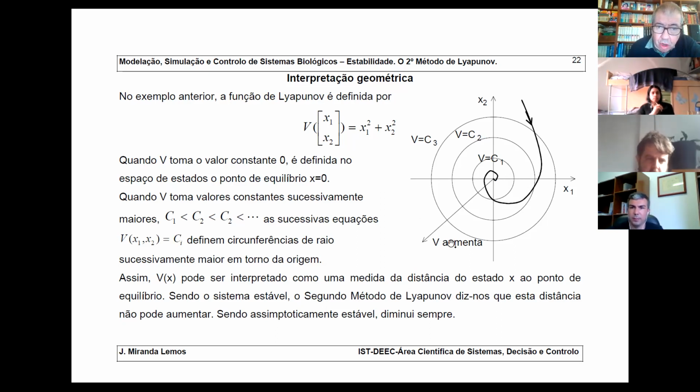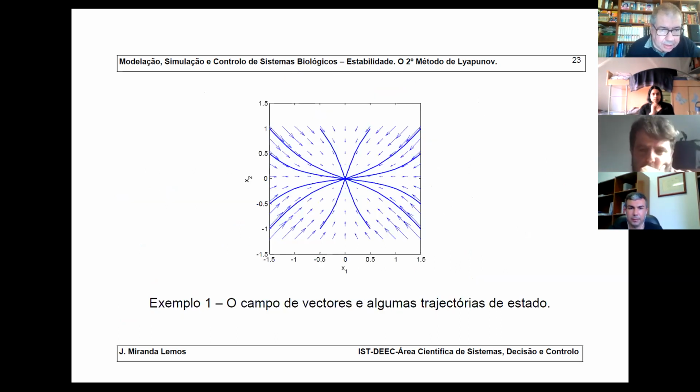Now, this is a simple case. You can have more complicated equations with more states. It's impossible to visualize. More questions? Okay. These are the solutions.